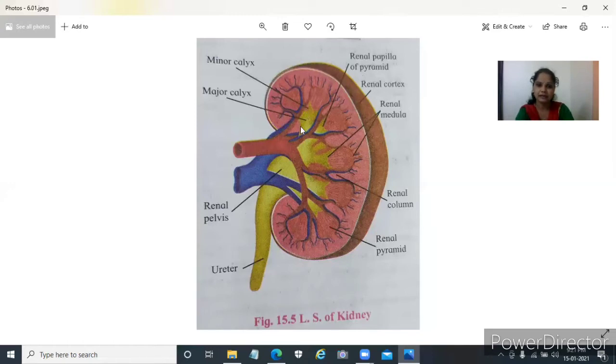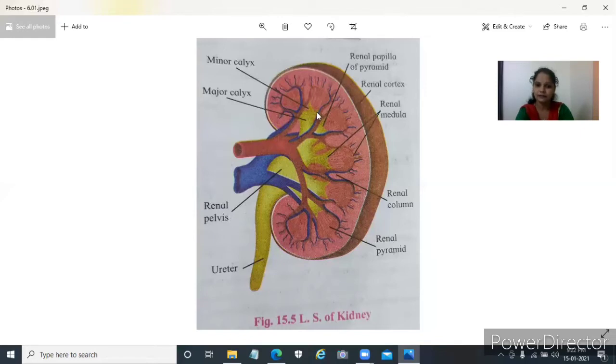These minor calyces open into a major calyx. Suppose there are three pyramids, and the minor calyces open into the major calyx. There are about 6 to 20 pyramids. The major calyces in turn open into that funnel-like part, which is the renal pelvis.